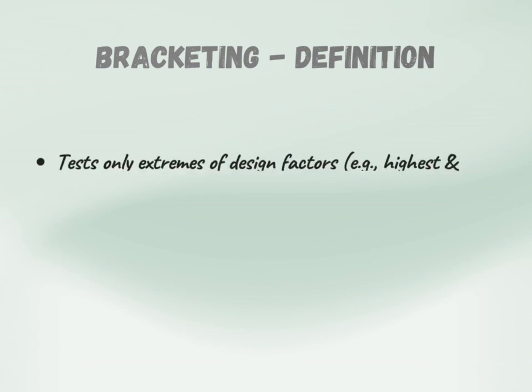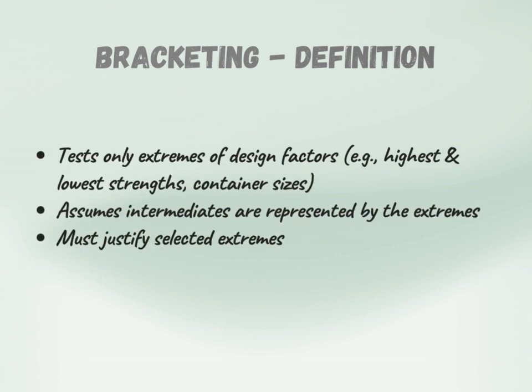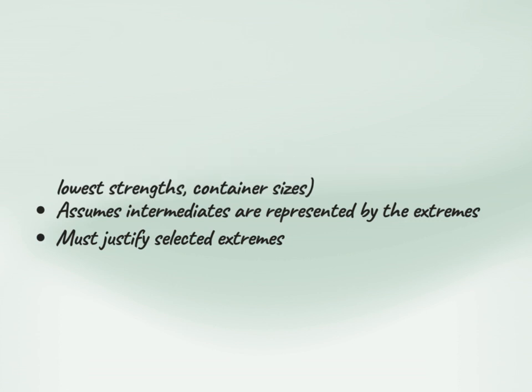Bracketing is a design strategy where only samples at the extremes of key design factors are tested. For example, the highest and lowest dosage strengths or the smallest and largest container sizes. The underlying assumption is that intermediate configurations will perform similarly to the extremes. However, it's important to justify why the selected extremes truly represent the worst-case scenarios for stability purposes.